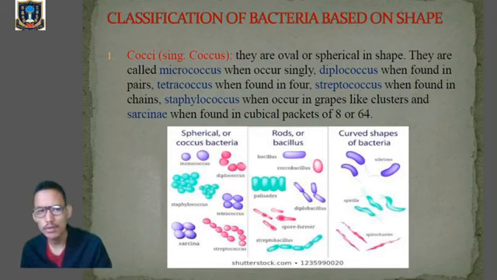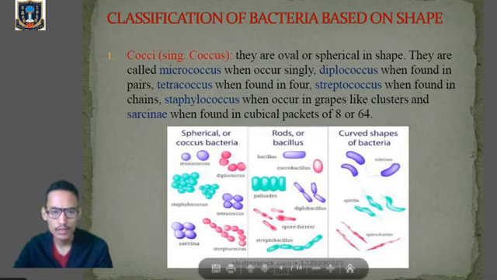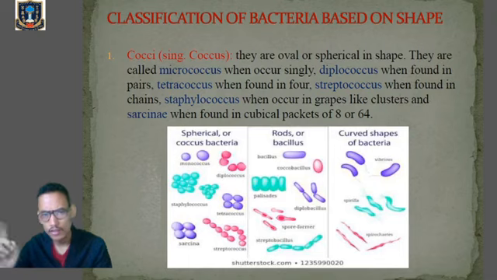The first one is the cocci or coccus shaped bacteria, which are mainly oval or spherical in shape. Clear? They're also called micrococcus when they occur singly, or monococcus, because mono means one. When they occur in pairs, it is called diplococcus.